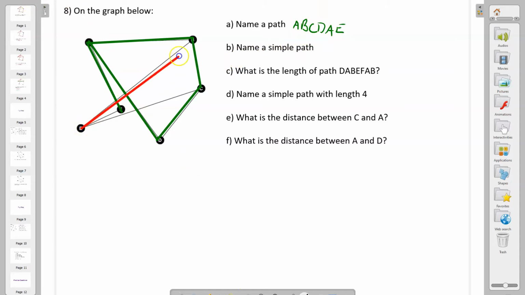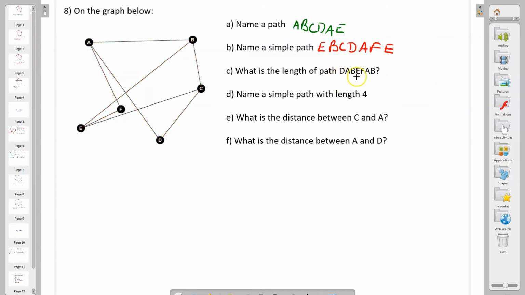Another simple path might be EB, BC, CD, DA, AF, FE. Again, we have to write that out in form. We go E, B, C, D, A, F, E, B.